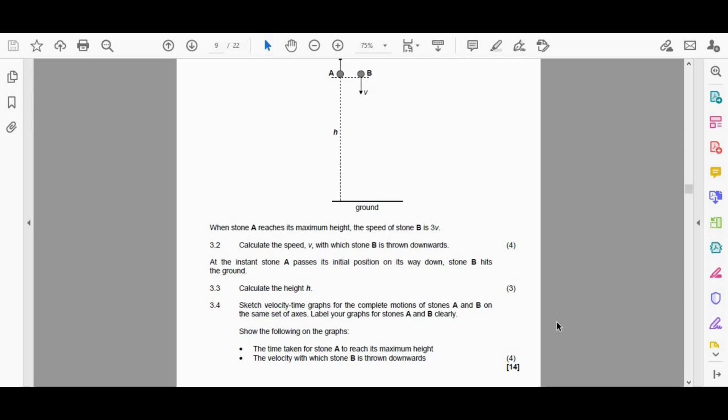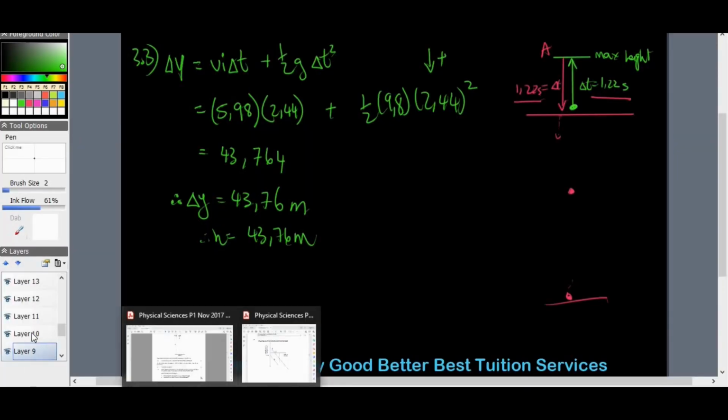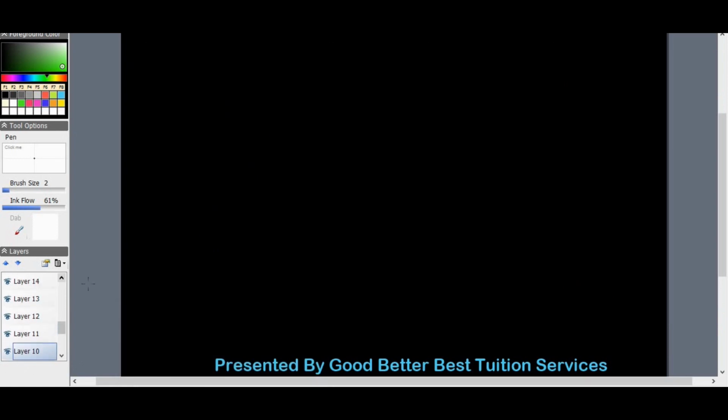1, the time taken for stone A to reach its maximum height, which is 1,22 seconds. That needs to be present on the graph. And then, of course, the velocity with which stone B is thrown downwards. That needs to be present on the graph as well. So this is upwards as positive.